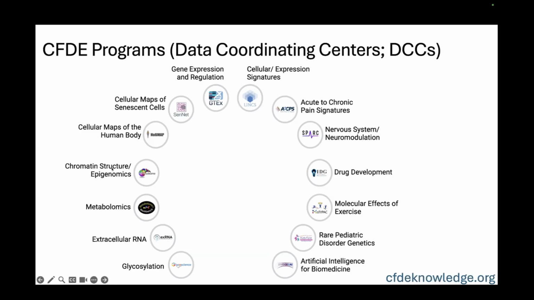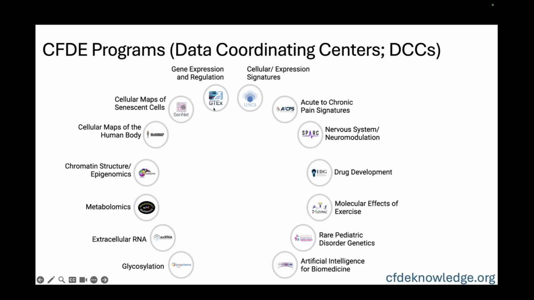For epigenomics and chromatin structure information, the 4D Nucleome program is a great place to go. They have a lot of diverse data sets, as well as different methods and standards that they've developed. These two programs here, HuBMAP and SenNet, have developed maps of the human body at the cellular level. And SenNet specializes in a subset of those cells called senescent cells to explore their unique role in biology.